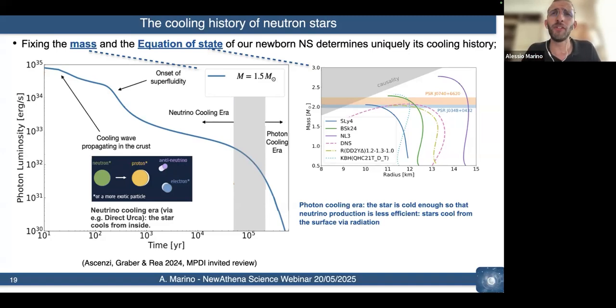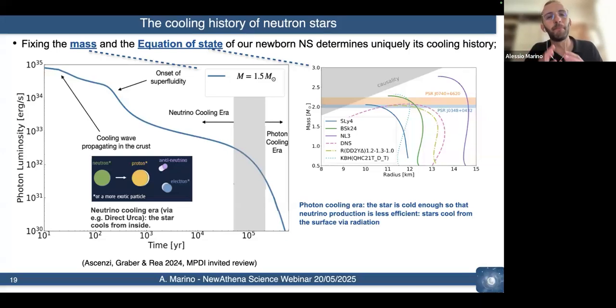These neutrinos will take away energy from the neutron stars because neutron stars are mostly transparent to neutrinos, so they can escape the neutron star, taking away a fraction of the energy of the neutron star. While the photon cooling is just these neutron stars will release radiation, and this radiation will also take away energy from the neutron star itself.